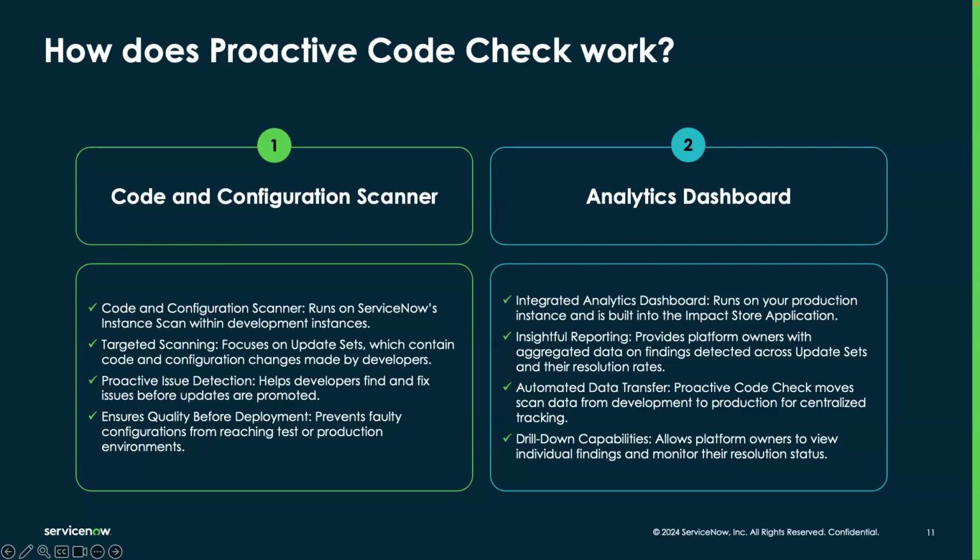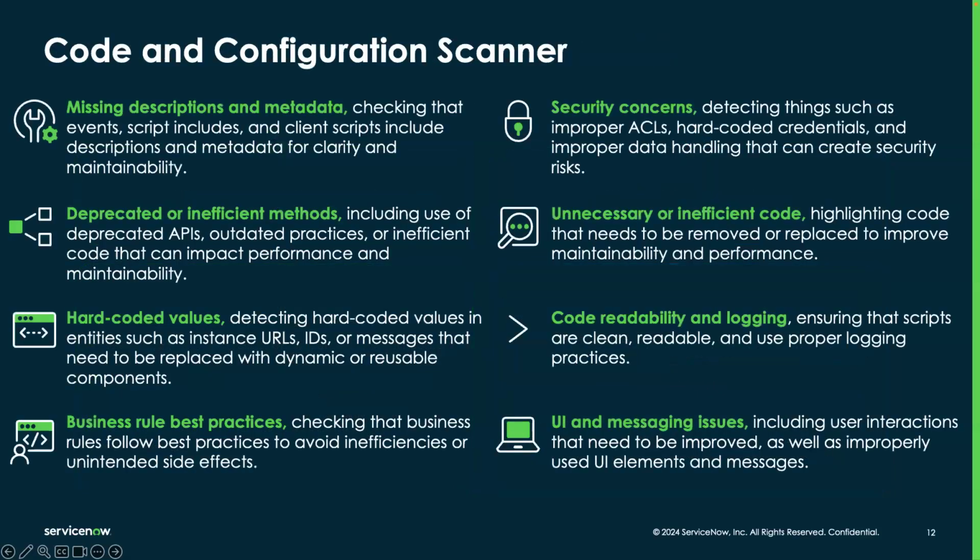Now let's dive a little deeper into the code and configuration scanner. Findings within the scanner are broken down into 5 different categories: security, performance, manageability, upgradability, and user experience. Each finding is also assigned a priority, either critical, high, or moderate. To generate these findings, Proactive Code Check carries out a comprehensive set of best practice checks on coding configuration, including all the things that you see on your screen.